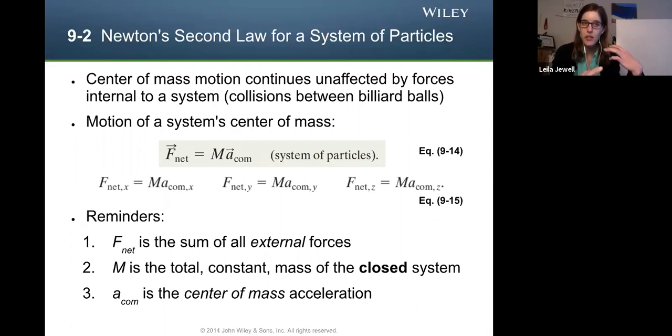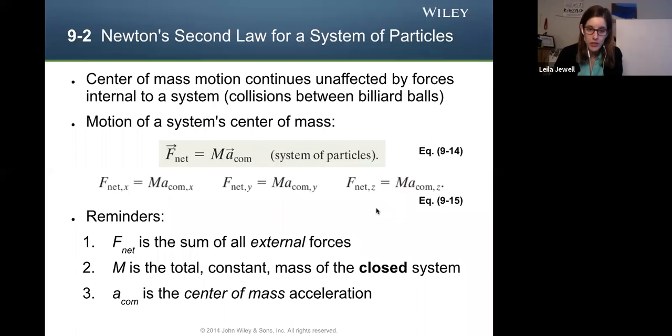So for instance, billiard balls. Any collision between those billiard balls or pool balls could be internal forces, and the overall center of mass should be the same. And we'll see some video clips in just a moment. In terms of Newton's second law, the motion of a system's center of mass could be described as the net force is equal to the total mass times the acceleration of the center of mass of the system of particles, which once again you could break into x, y, and z components.